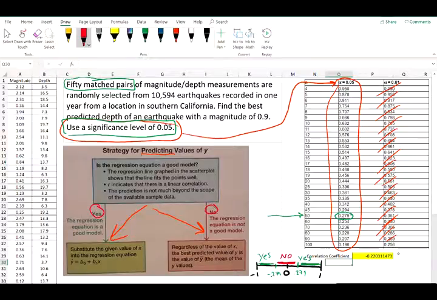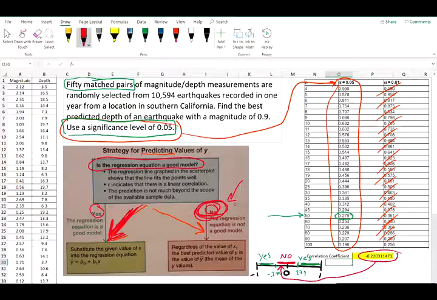In this case, the correlation coefficient, negative 0.22, puts us in here, in the no range. It's greater than negative 0.279. So since the correlation coefficient is between the critical values, the answer is no. There is not a statistical correlation between these two variables. And in that case, we can't use the regression equation. The only time the regression equation is a good model is if the correlation coefficient is large enough. But in this case, it's not.